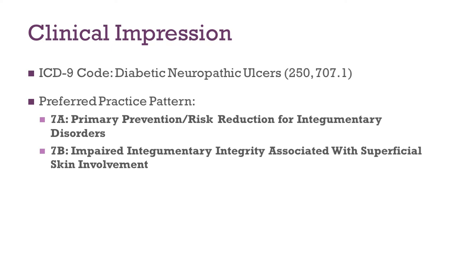To add on to that, the clinical impression at this time from the physical therapist standpoint is an ICD-9 code of diabetic neuropathy, which would be 707.1, and we would focus on the preferred practice patterns that include the integumentary system, including 7A, which is primary prevention and risk reduction for integumentary disorders, and 7B, impaired integumentary integrity associated with superficial skin involvement.